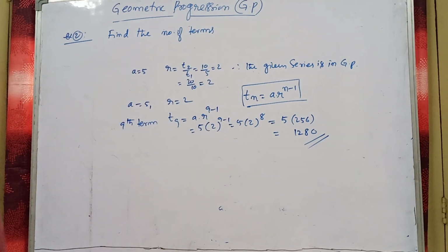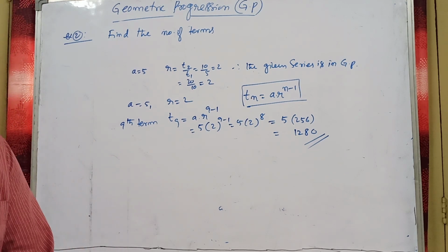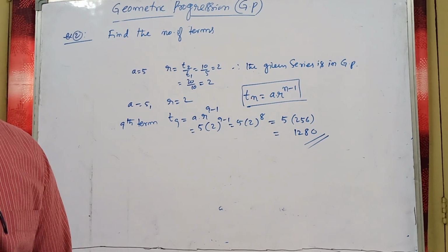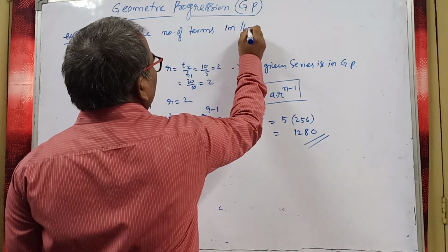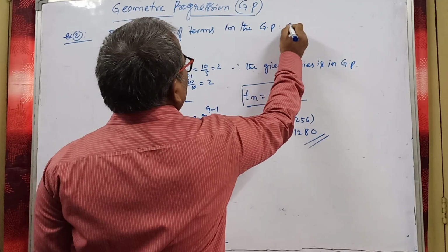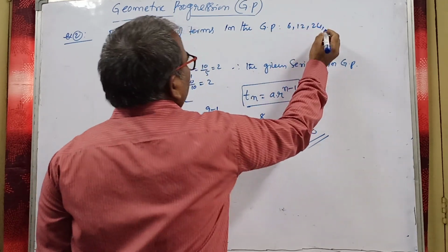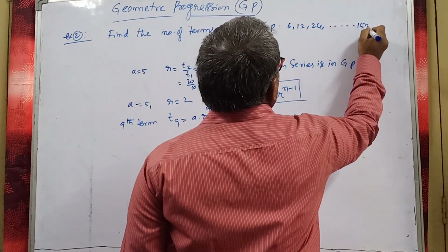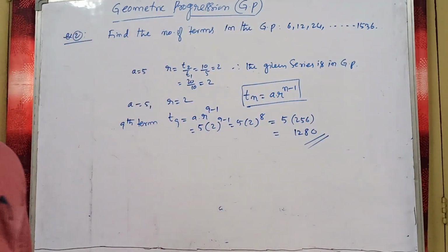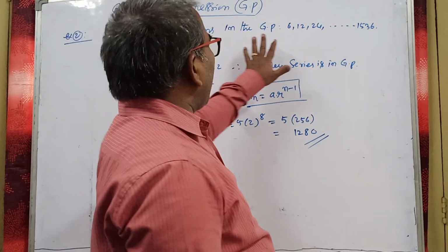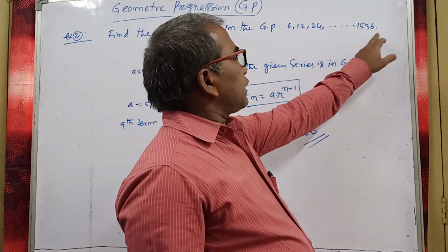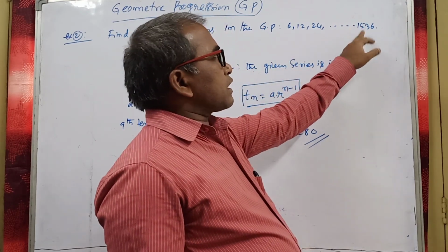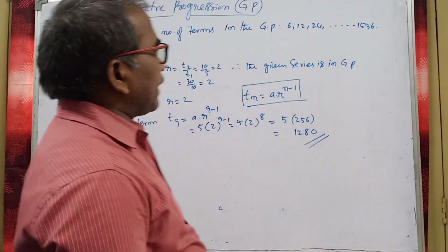Find the number of terms. Find the number of terms in the GP 6, 12, 24, dash, 1536. Here, how many terms are there? That is the question: the number of terms from 6 to 1536. Think of this as the last term, the nth term; there you will find n.